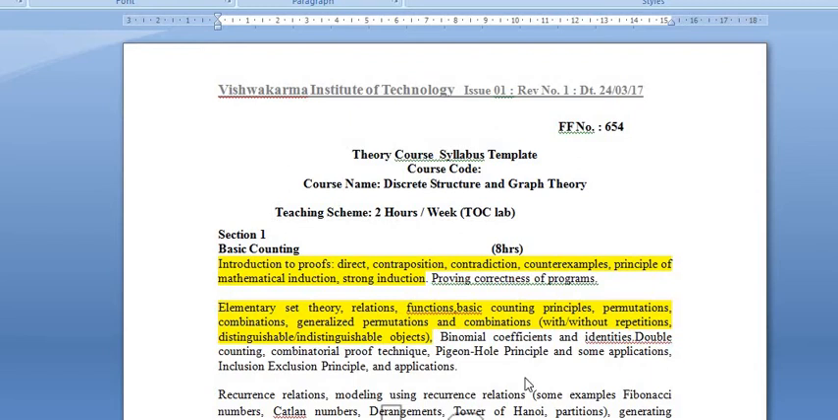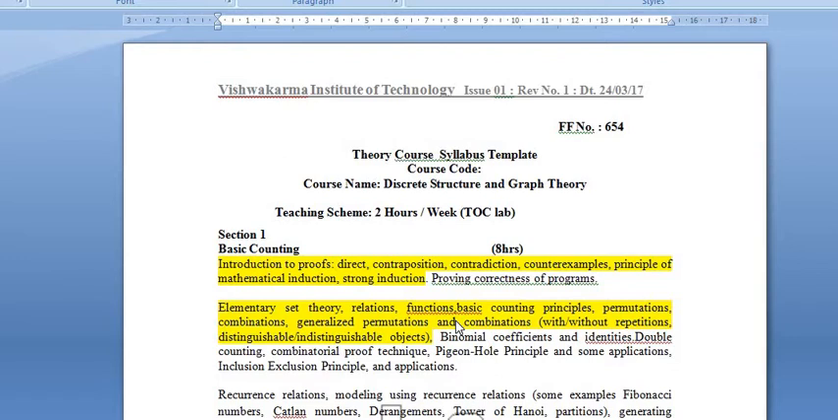Yeah. So far we have seen the introduction to proof, right? From section 1: direct proof, contraposition, proof by contradiction, what counterexamples are, then the principle of mathematical induction or strong induction. I think proving the correctness of a program was the one point remaining. Okay, that will be taken up also.